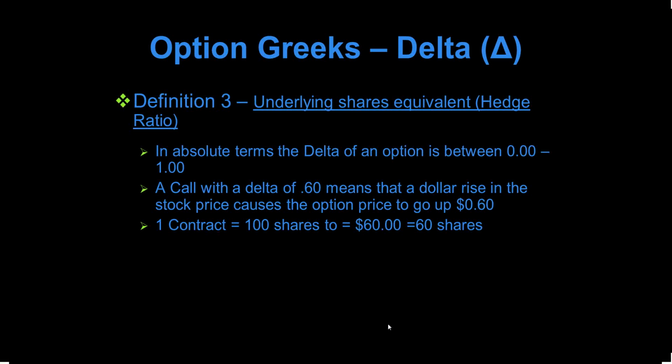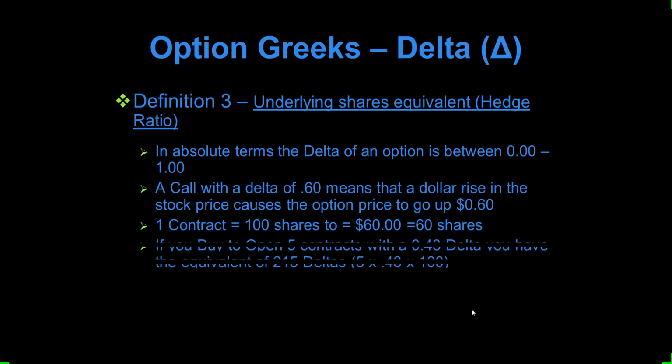So this gives you an idea of being able to calculate an equivalent number. Why is that important? If you want to hedge a position with a contra position, or move things around, and when you get into synthetics, you need to very quickly know how many shares to trade to zero out your position right away without closing your option position. So if you buy to open 5 contracts with a 43 delta, you have the equivalent of 215 deltas. That's 5 times 43, and then you multiply it by 100.